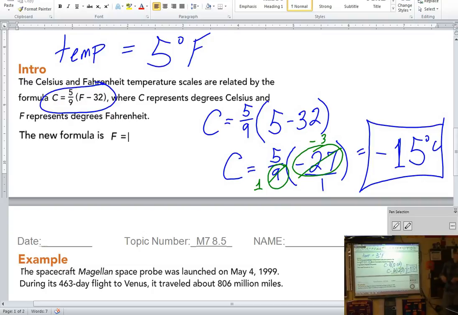So you could tell your friend, hey, it's negative 15. And here, when it goes negative, it's even more negative in Celsius, because think about how far down that gets. So it gets pretty crazy.